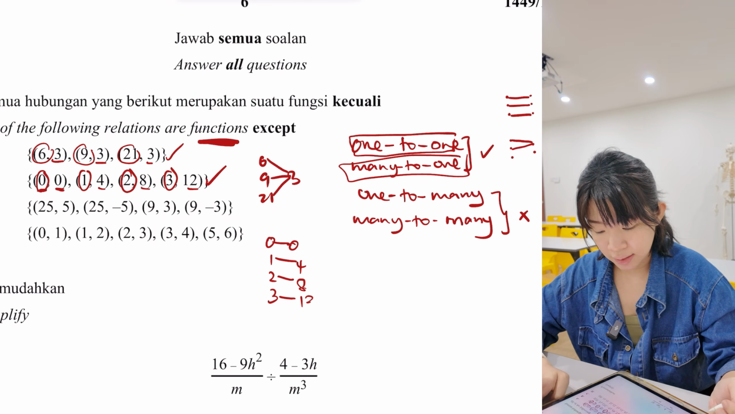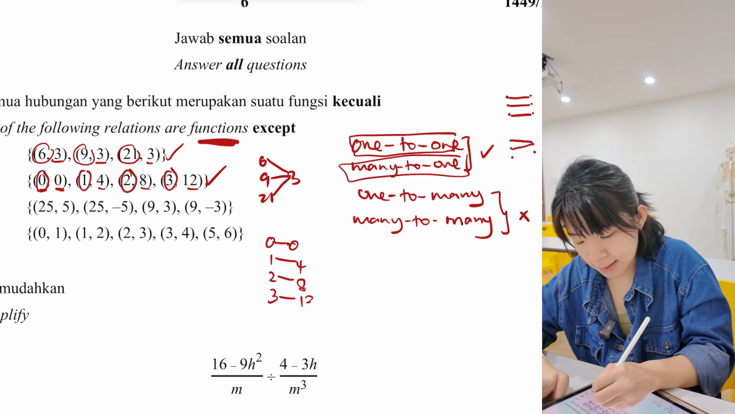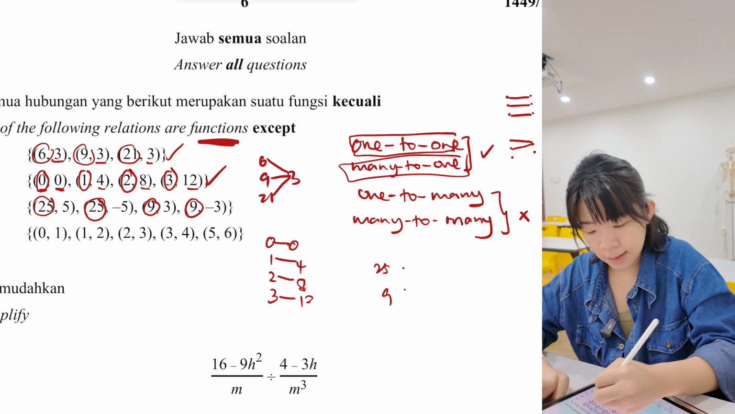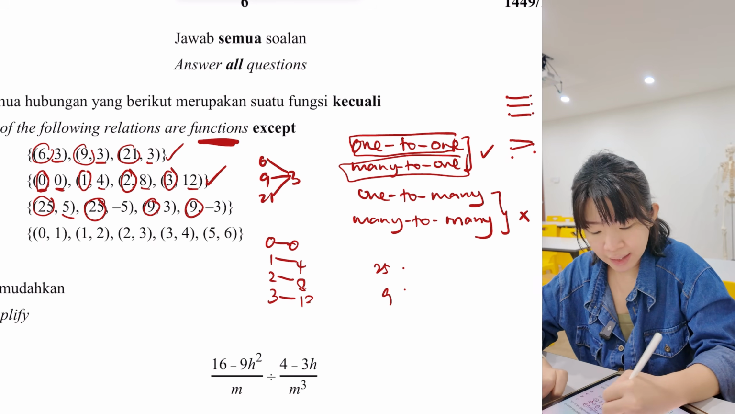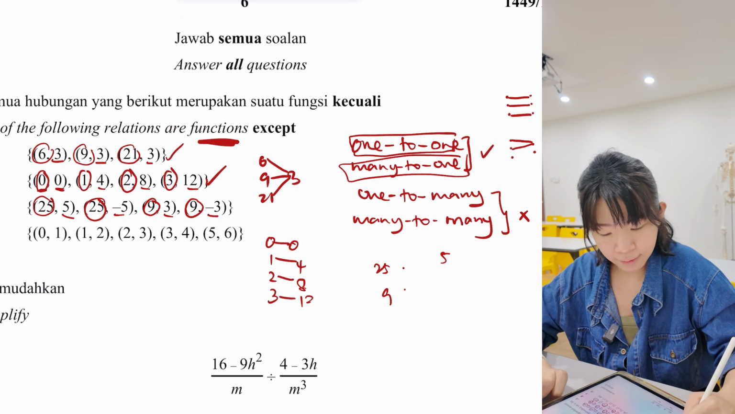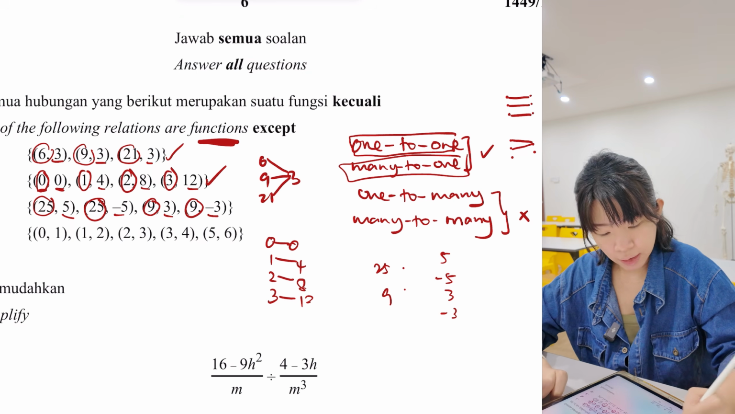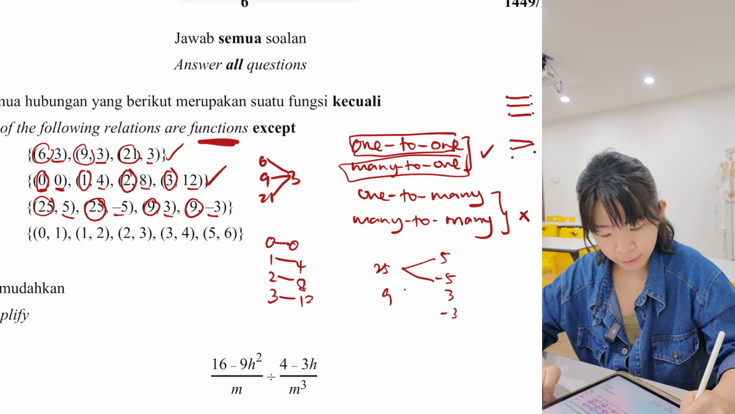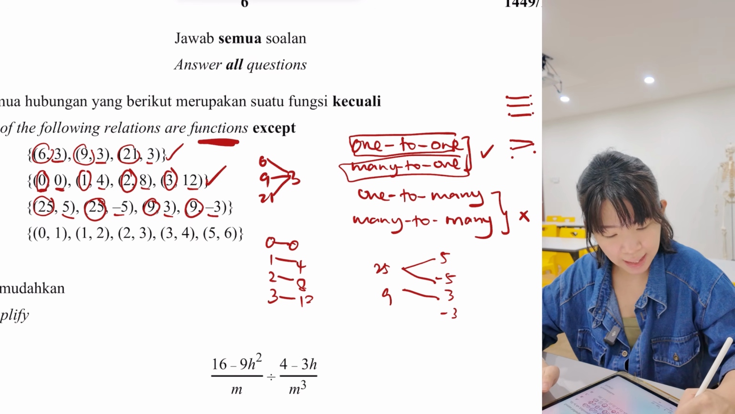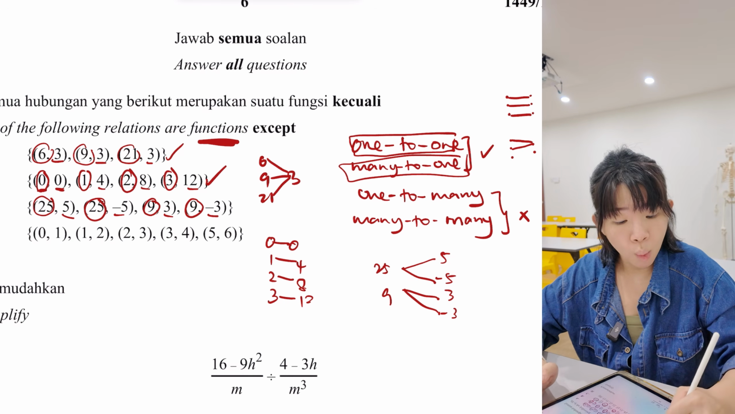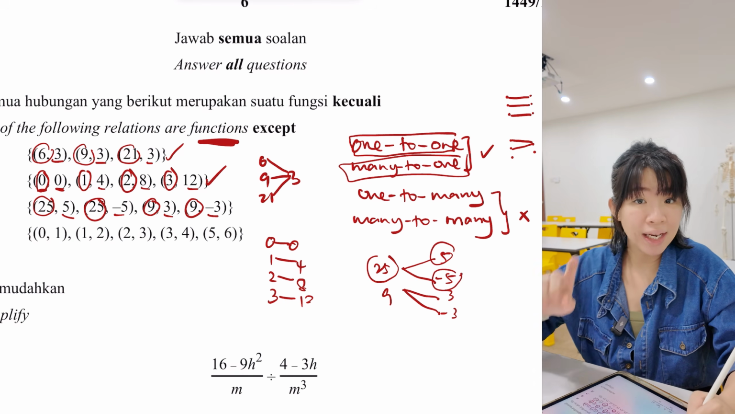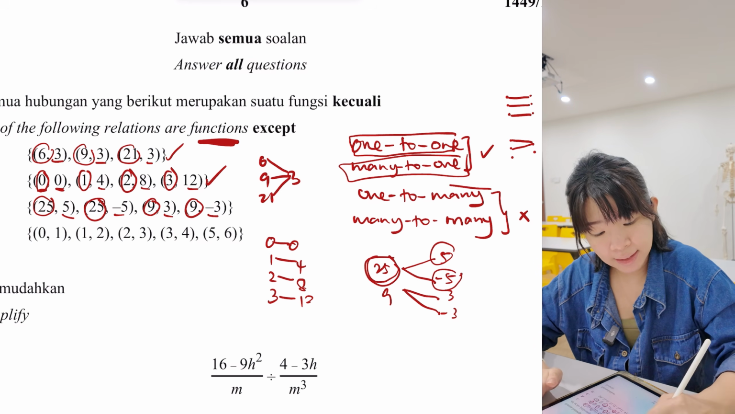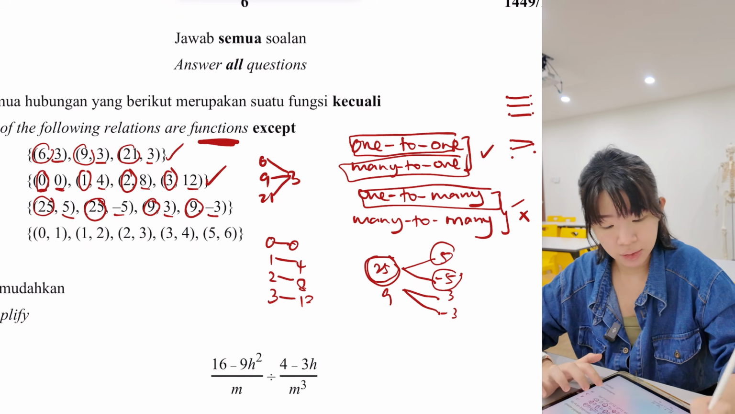Okay, so now let's look at the third one, C. The x is 25, 25, 9, 9. Okay, 25 and 9. Then the y is 5, negative 5, 3, and negative 3. So you will get this: 25, 5, 25, negative 5, 9, 3, 9, negative 3. So this is called 1 to many. One number, you will get 2 different answers. So 1 to many, this is not a function.